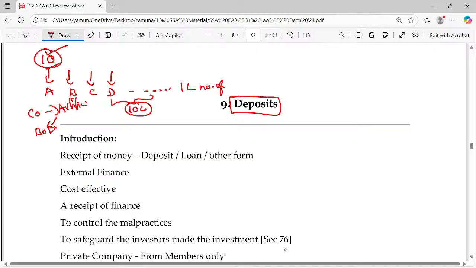Okay, so we have to be very clear how the management is doing their job. That's why we have this concept called deposits, which, in very simple terms, we can call a receipt of money. I'm receiving money. Probably I may be saying that you give me 10 rupees and I give an acknowledgement, a receipt.